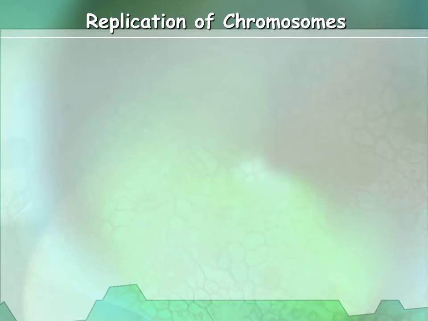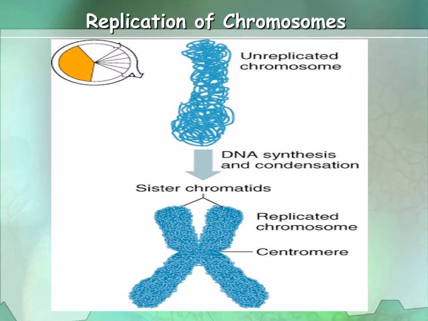Now, before the process of cell division can occur, you need replication of chromosomes. So we say that this occurs in interphase. The new copy of a chromosome is formed by DNA synthesis during interphase, and the chromosome copies are called sister chromatids. Sister chromatids are held together by the centromere. So this occurs before mitosis, and it occurs before meiosis. This is DNA replication.